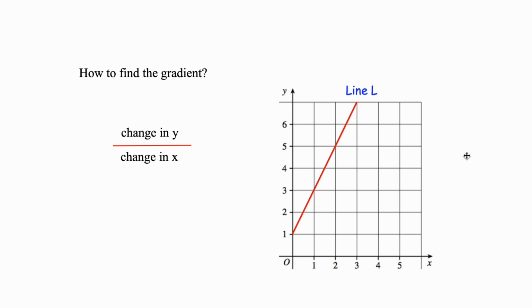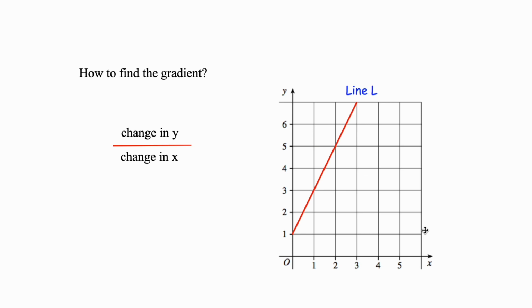For example, the question is going to look something like this on a graph, and we have a line and we're trying to find the gradient of it. So gradient meaning how steep it is, basically. In order to find that, we use this equation, change in y divided by change in x. Y being this axis and x being this axis.